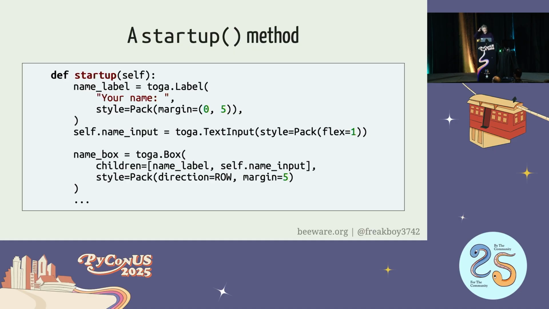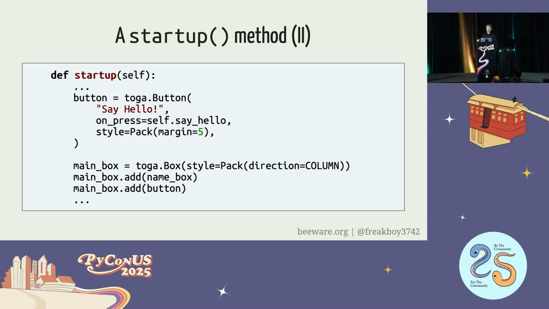You'll also note that we've attached that text input widget as an attribute of self, so it's an attribute of the app itself. That's so we can access the widget later. We don't need to do that for the label because it's just static text, but we could have if we wanted to, and there are other ways to retrieve a widget from a running application. We then create a box, which is, again, the basic container widget in Toga. We tell it that it's going to have two children, the label and the text input, and indicate that it should be a row box. So all of the children should be stacked horizontally with a margin around each element.